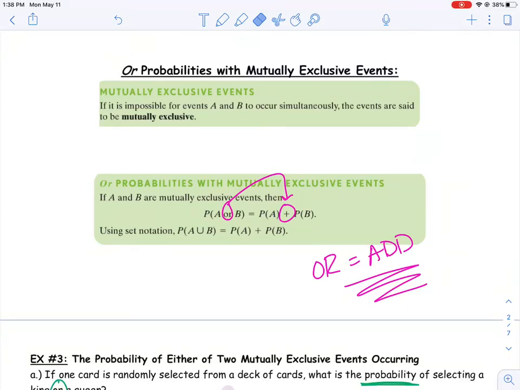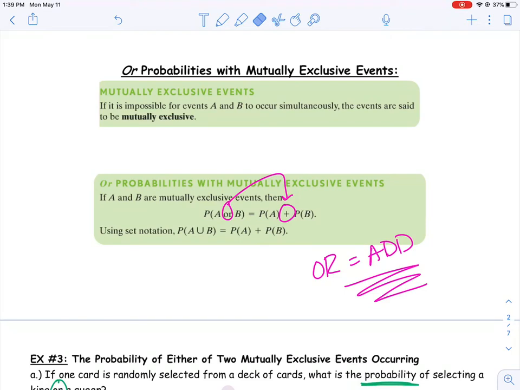All right, the next little video we're going to talk about here in 11.6 is mutually exclusive events, and we're going to talk about probabilities that include the word or. So let's first talk about what a mutually exclusive event is. If it is impossible for event A and event B to occur simultaneously, at the same time, then we say that these events are what we call mutually exclusive. If it's impossible to happen at the same time, we call them mutually exclusive events.